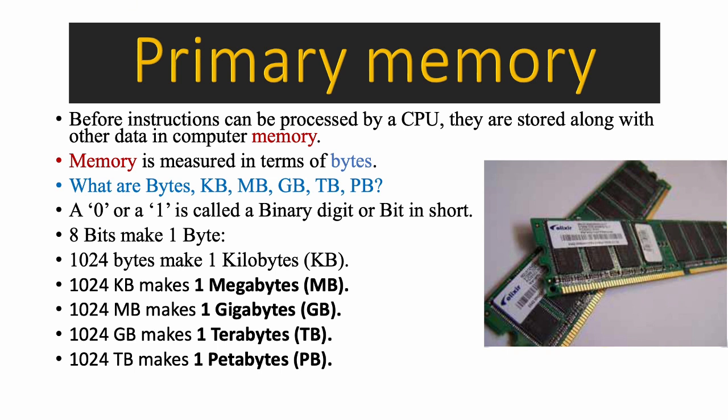1024 bytes make 1 kilobyte. And 1024 kilobytes make 1 megabyte. 1024 megabytes make 1 gigabyte. And 1024 gigabytes make 1 terabyte. And 1024 terabytes make 1 petabyte.